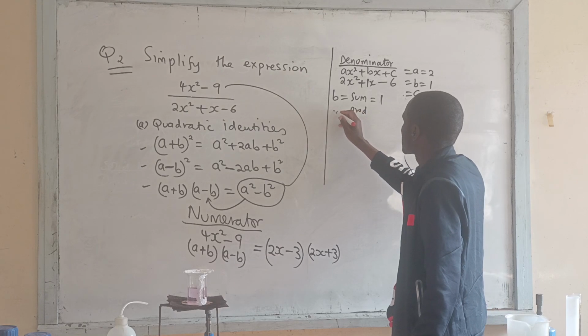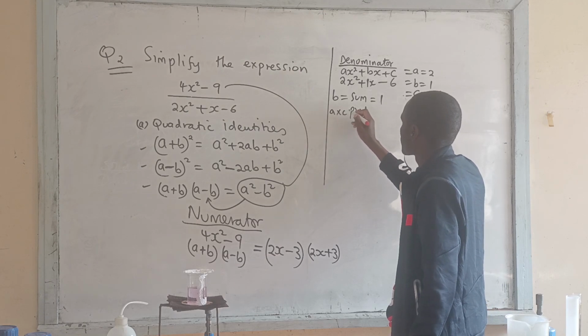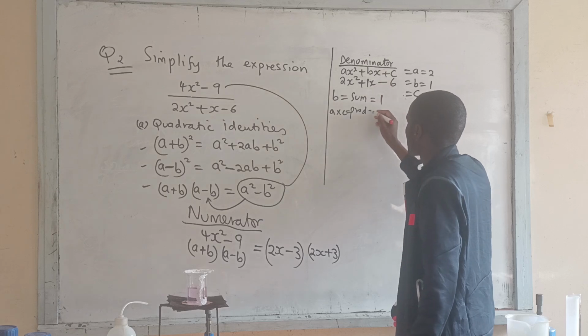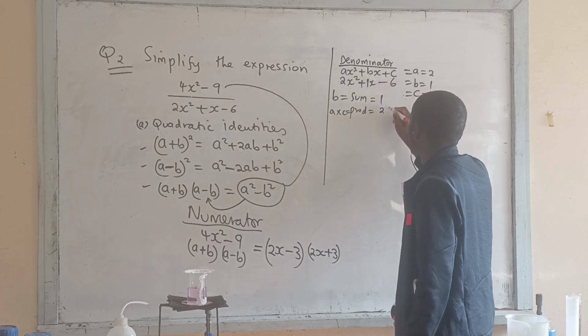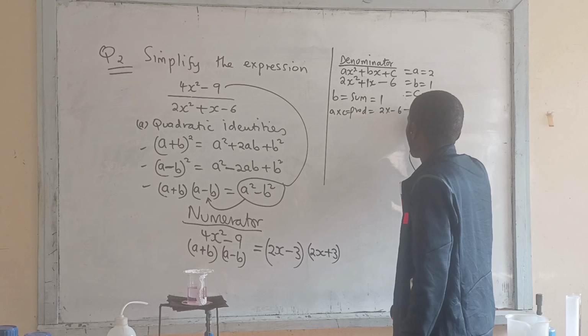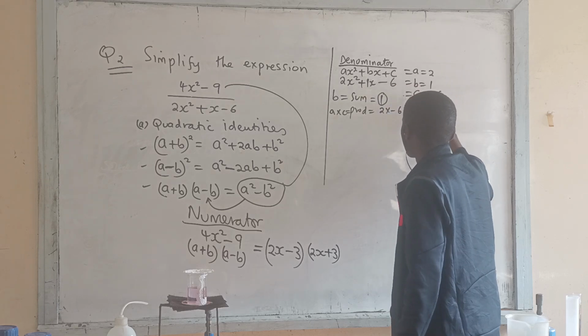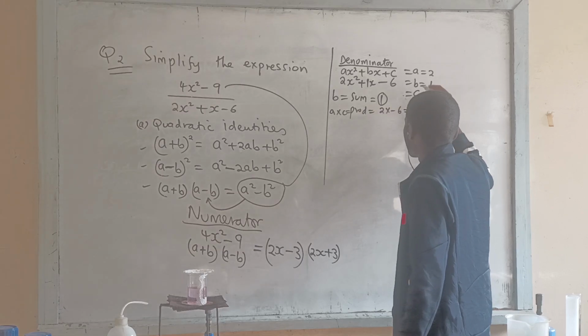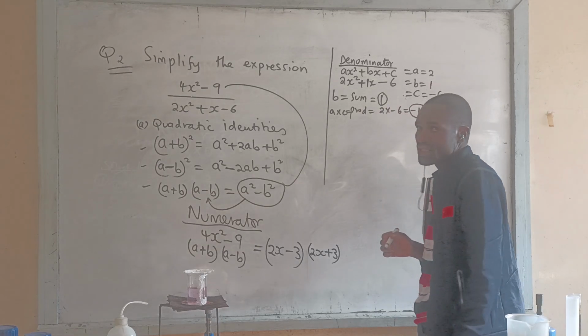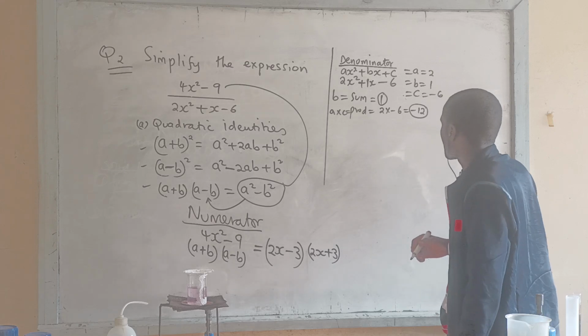Then our product is obtained by a times c. You just say a is 2 and c is -6, so our product is -12. So our sum is the b, and our product is a times c. Our a is 2 and our c is -6, so it gives us -12.